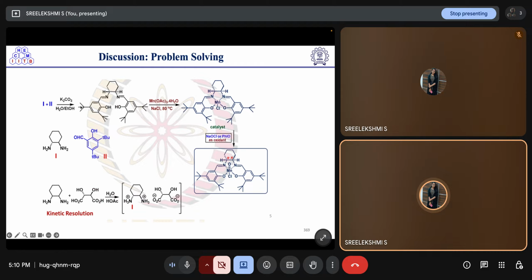Now, how this is prepared: from this diamine compound and this aromatic aldehyde in the presence of K2CO3, we will get this imine. The two molecules of this aldehyde react with one molecule of this diamine compound to give this imine derivative. Then that, on treatment with manganese triacetate, will give this compound, which is the catalyst. Then upon treatment with PIDA or NaOCl, like any oxidizing agent, this will oxidize the manganese to get this active catalyst.